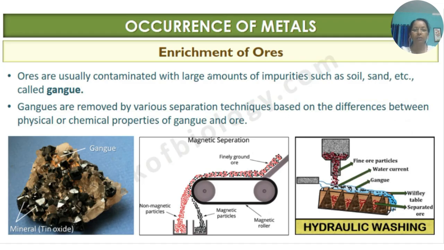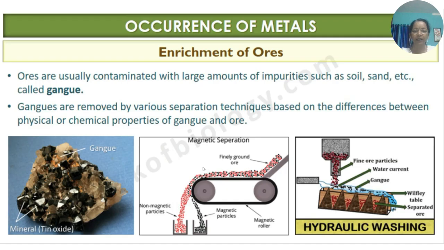The first step we understood is enrichment of ores. It means we are increasing the concentration of the ore by removing the gangue. Gangue means the unwanted substances present in the ore, such as soil, sand, etc. Gangues are removed by various separation techniques based on the differences between the physical and chemical properties of the gangue and ore.